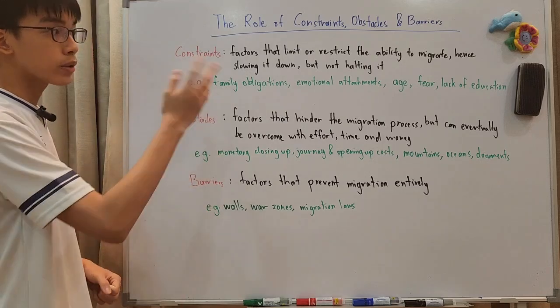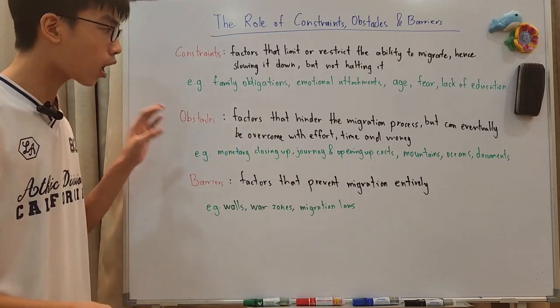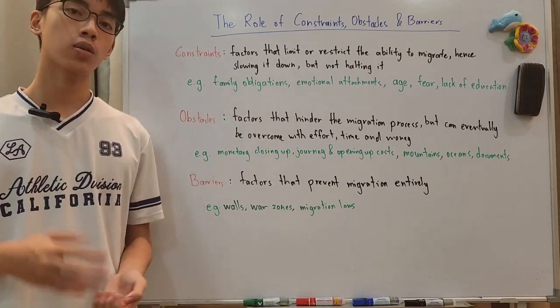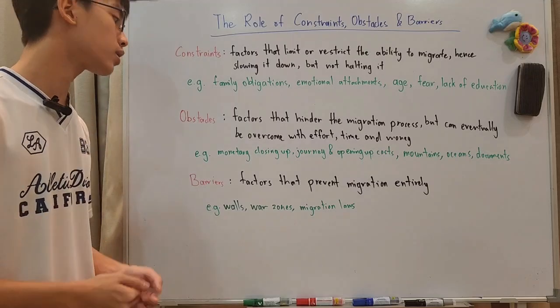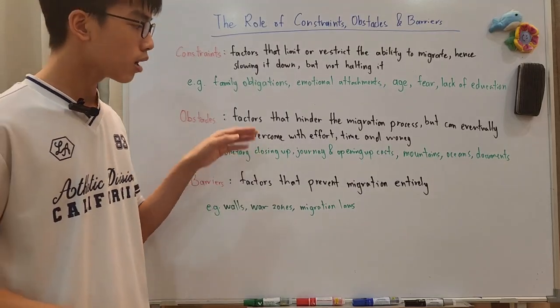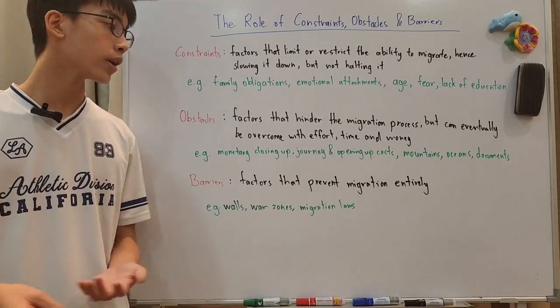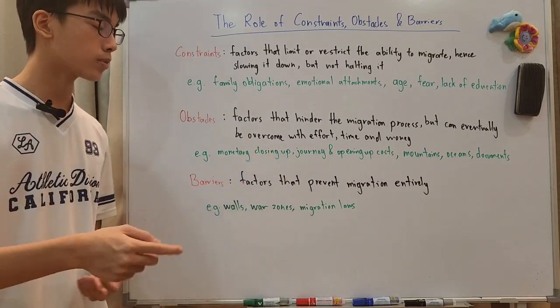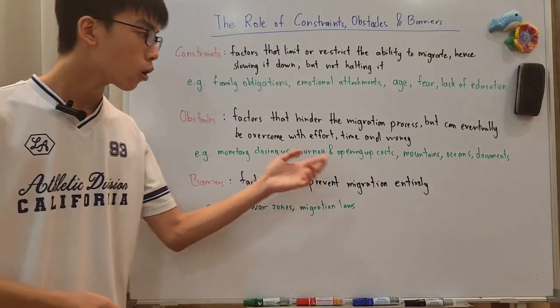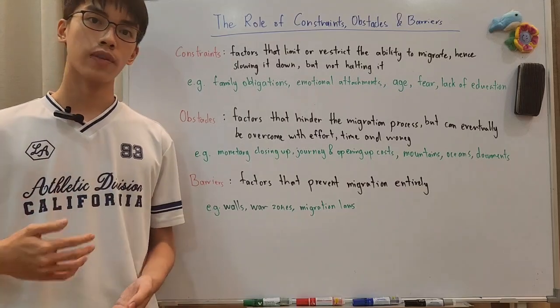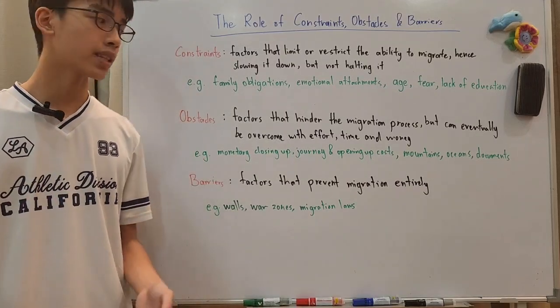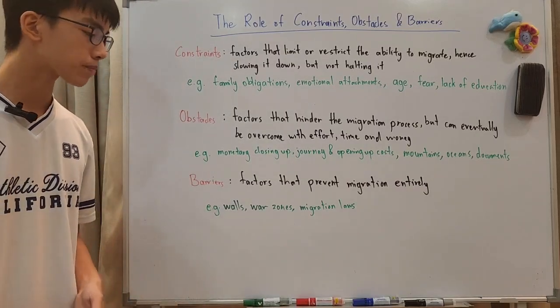So these you can overcome with effort, time, and money, but obstacles are during the migration process. After you've taken the decision to migrate, there are monetary closing up costs, journey costs, and opening up costs. Closing up is the cost of leaving an area. Journey cost is your mode of transportation and also the time. Opening up cost is the cost of entering an area, settling down, buying a house or something.